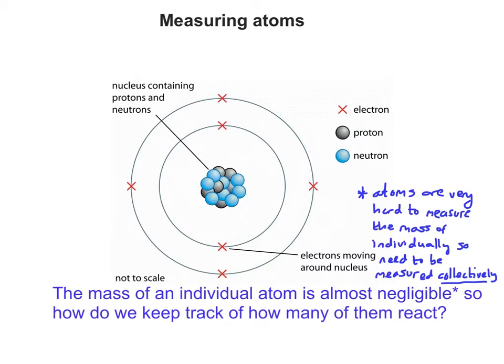It's almost impossible. But we need to be able to keep track of how many of them are reacting if we're going to effectively manage a reaction. So how do we do it? This is where the mole concept comes in. And what this allows us to do is measure atoms collectively.